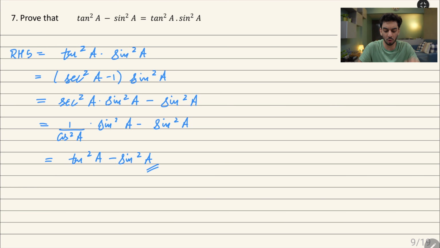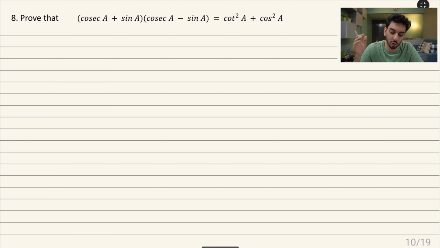Okay, you could do it exactly the reverse method also. If you start from the left hand side, you have to convert that tan to sine and cos, and then you take a sine square A common, just factor it out, and you just do the reverse process. It is a very easy question actually. Okay, let us move ahead to the next question.